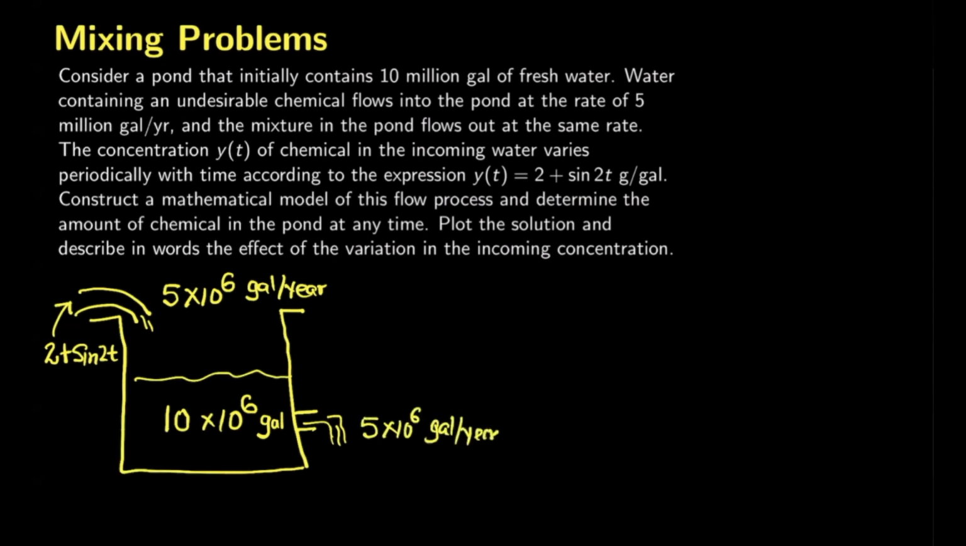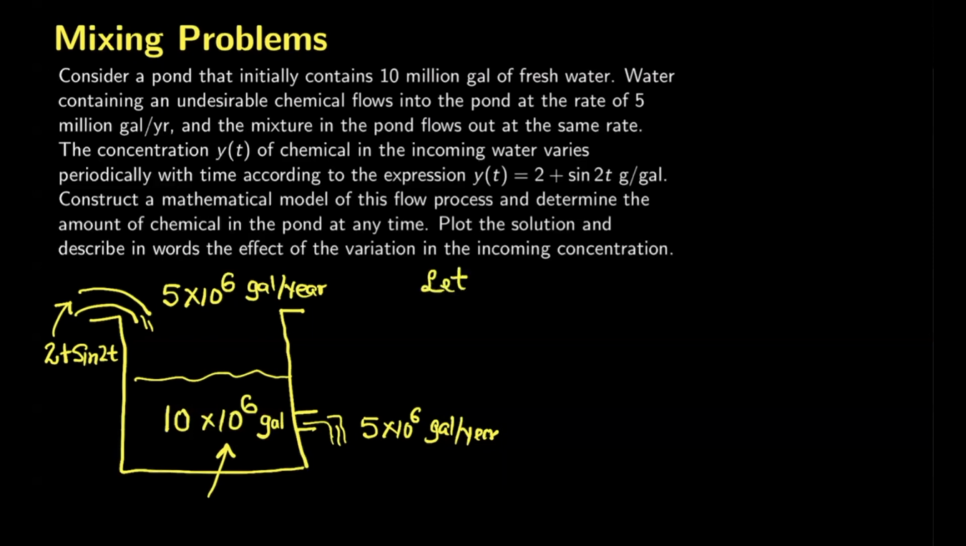So it means the water which stays in the pond will always be constant. It will always be 10 million gallons, because the rate of the water flowing in and the rate of the water flowing out is the same. So now first we will define the variable which we need to find.